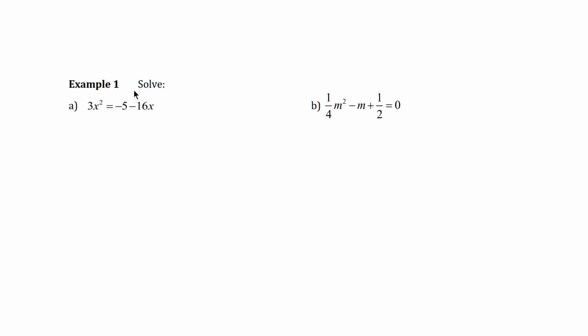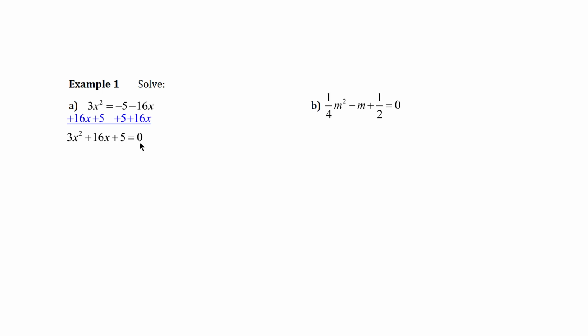For example number 1, solve. For part A, we have 3x squared equals negative 5 minus 16x. In order to solve this equation using the quadratic formula, we need to make sure the equation is in the correct format. It needs to be written in the form ax squared plus bx plus c equals 0. So the first step is moving all the terms to one side of the equation. I'm going to take the minus 5 and the minus 16x and move them over to the left-hand side. To do this, we add 5 to both sides of the equation, and we add 16x to both sides of the equation. The result is 3x squared plus 16x plus 5 equals 0.